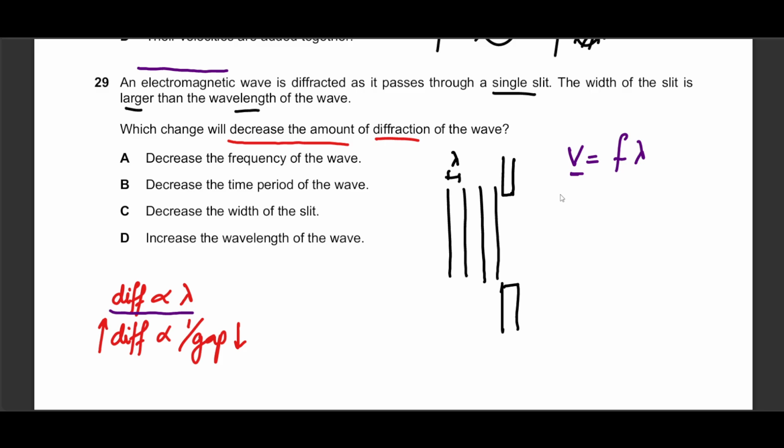In terms of decreasing the width of the slit, we're not looking to do that. If we decrease the gap, it increases the bending, so we can't choose that option. Increase the wavelength of the wave. Let's try to discuss that. We want to decrease the effect of diffraction, which means we can decrease the wavelength. If I wanted to decrease the wavelength, then what has to increase? Frequency has to increase in that regard. So let's look at the question again.